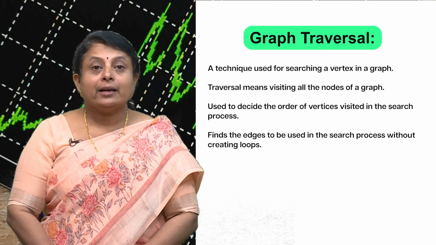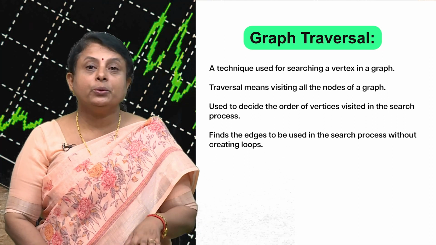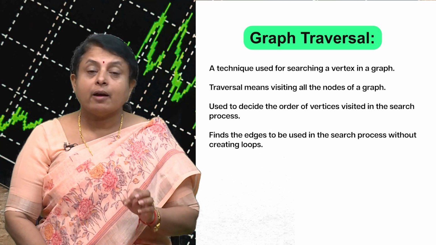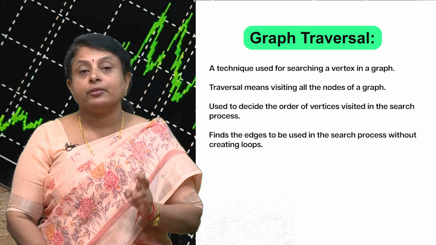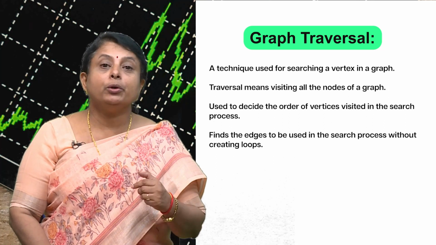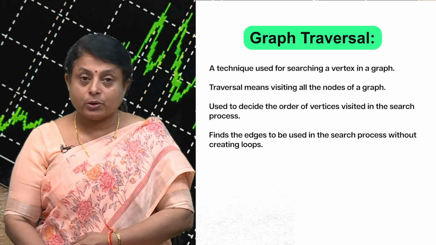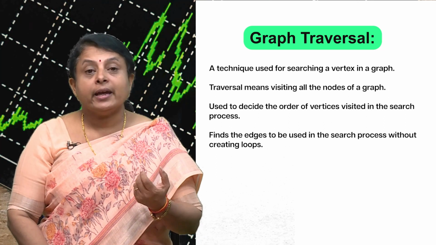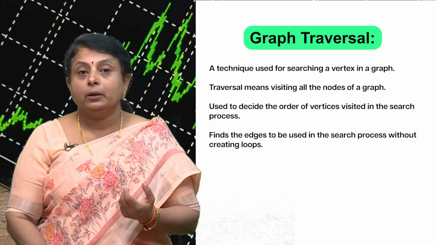Now, what is a graph traversal? Graph traversal is a technique used for searching a vertex in a graph. Graph traversal means visiting all the nodes of the graph at least once. Graph traversal can be used to decide the order of vertices visited in the search process. Graph traversal finds edges to be used in the search process without creating loops.